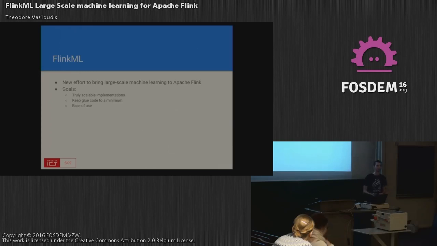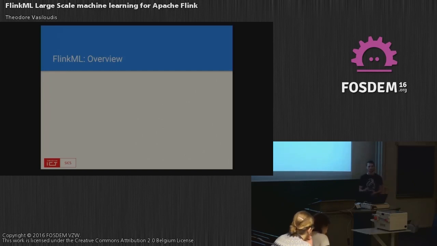We focus on having familiar and easy to use APIs. We want to provide good documentation, examples and support for the users, so they're able to jump right into writing stuff. So we'll take a look at some of the algorithms that are currently available in FlinkML.